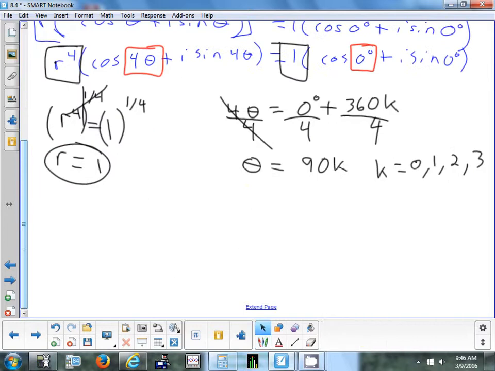Right. So now that's the hard part. We've done all the hard work. Now we just have to write our answer. Every answer is going to have a radius of 1.